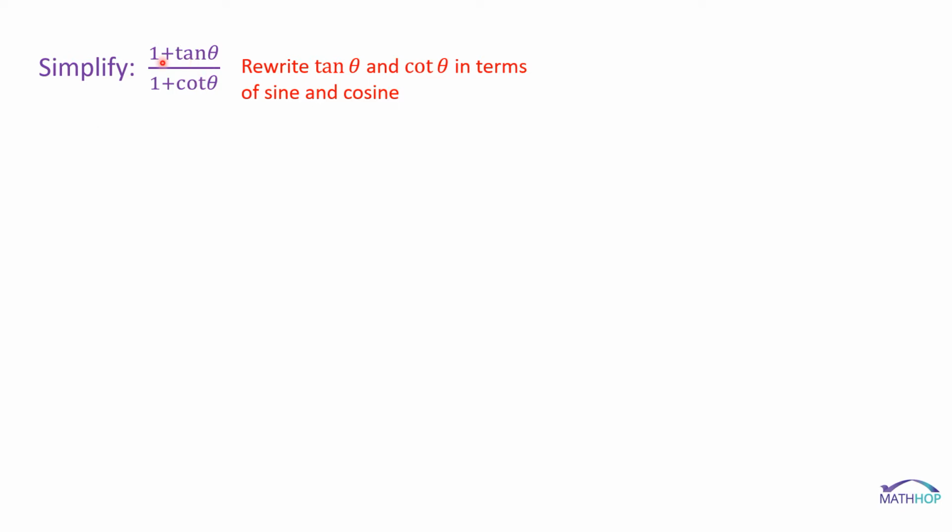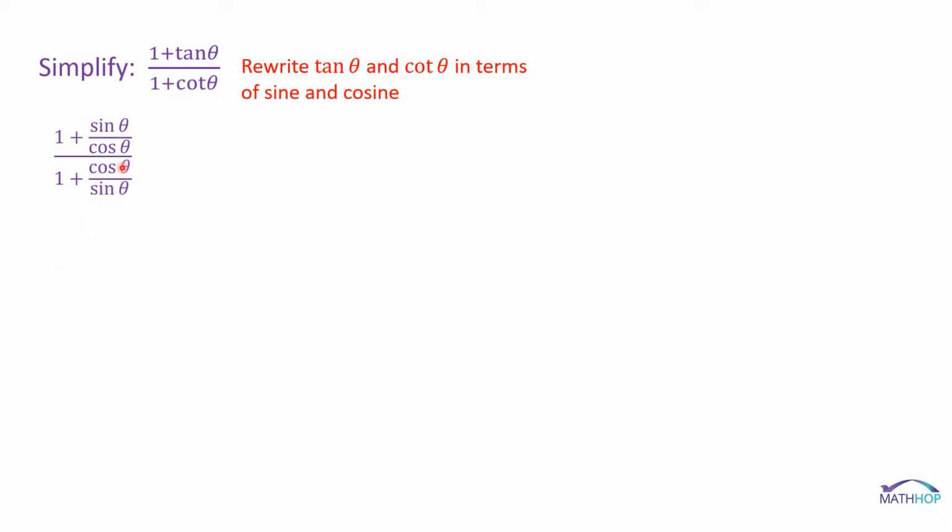That's going to make 1 plus a fraction over 1 plus a fraction. That actually happens quite often with these problems. So we're going to go ahead and do that, even though it means we'll be adding fractions in the numerator and denominator. Rewriting 1 plus tangent theta gives us 1 plus sine of theta over cosine theta. And rewriting 1 plus cotangent of theta is 1 plus cosine over sine.